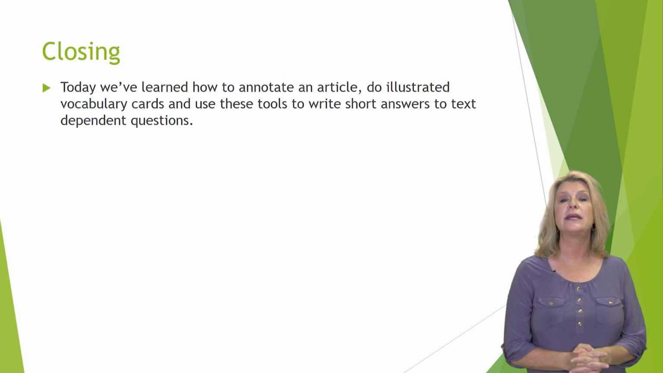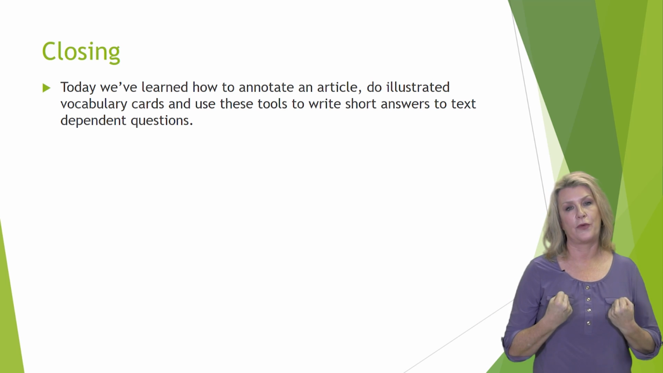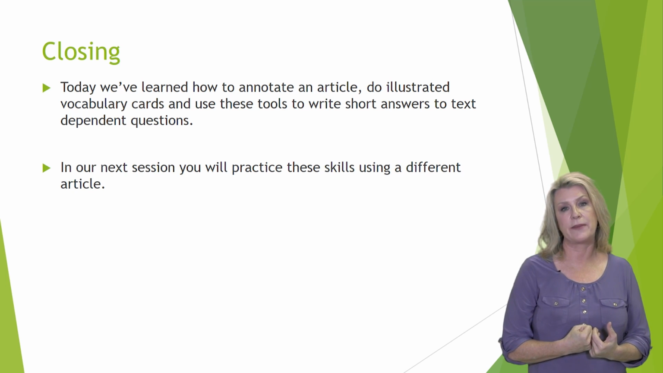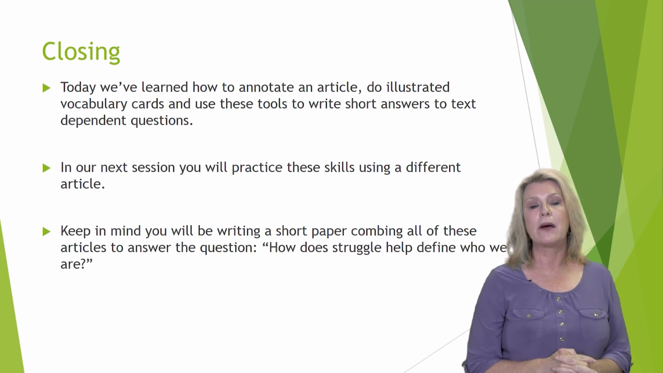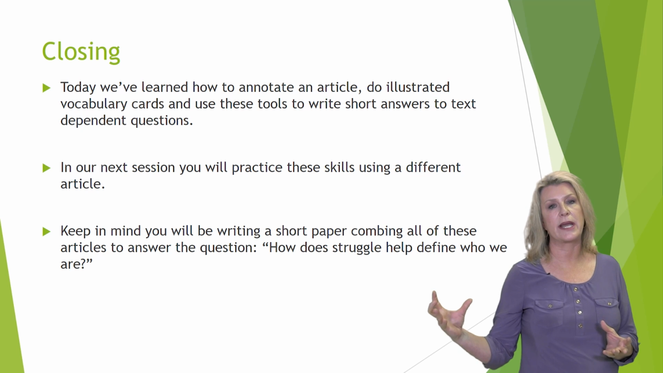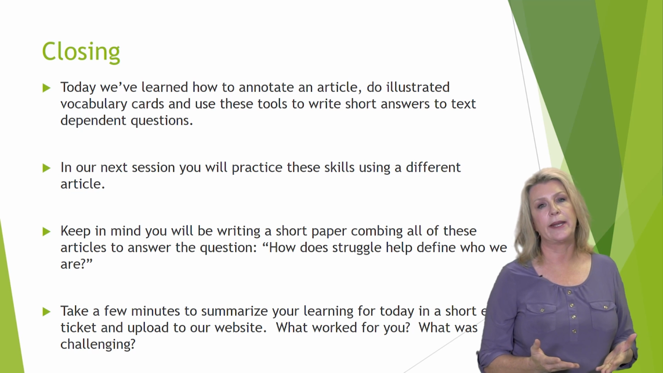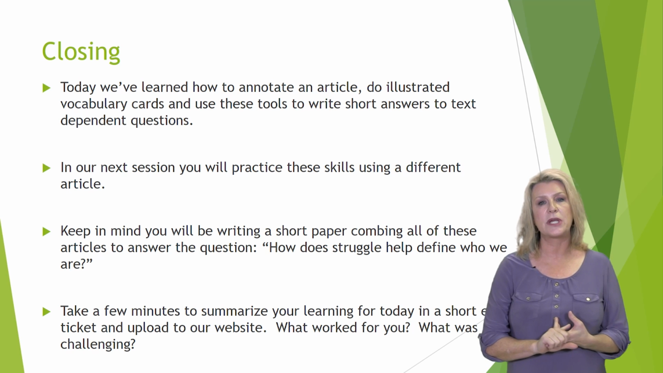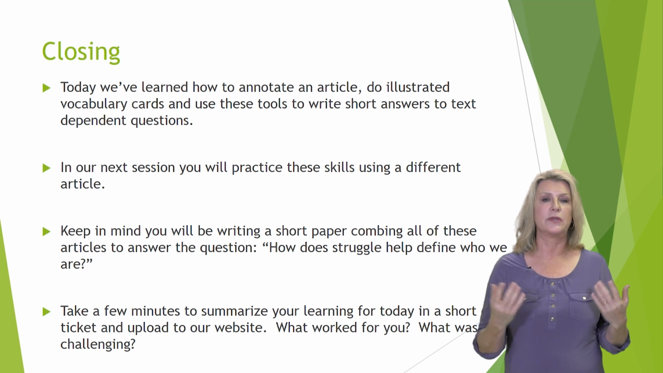So today we've learned how to annotate text, how to use vocabulary cards, and to combine all these skills to decipher meaning for the article that you read. We're going to continue to do this with 2 more articles along the same lines. And then we're going to culminate with a short paper with the title, How Does Struggle Help Define Who We Are? So you'll notice the theme throughout these readings as you're doing them. I want you to take a few minutes now and summarize what you've learned today about annotating, about meaning, about the text, and also tell me what challenges you've had. Take these answers, write them down, and upload them to our website.